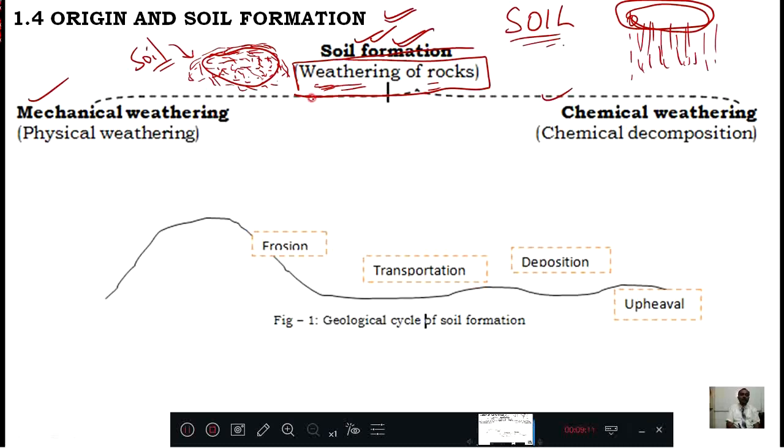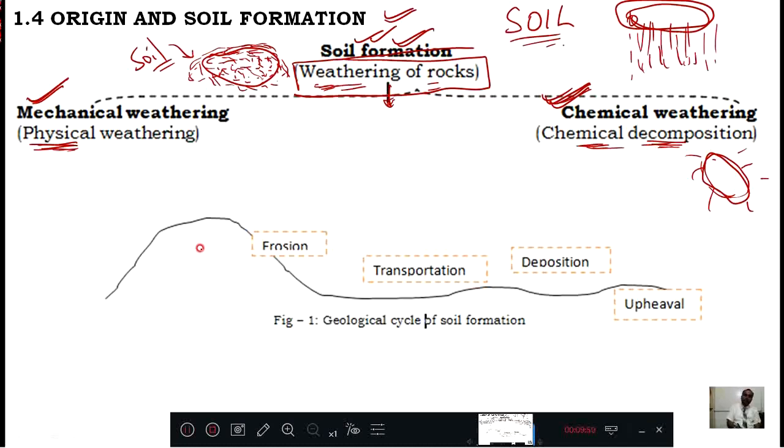And we have two types of weathering of rock: mechanical weathering, and the second one is chemical weathering. Mechanical weathering you can also call physical weathering. And chemical weathering you can call chemical decomposition. Composition means integration, that composites, and decomposition means separates. This separation happens because of a chemical process, therefore it is also called chemical decomposition.